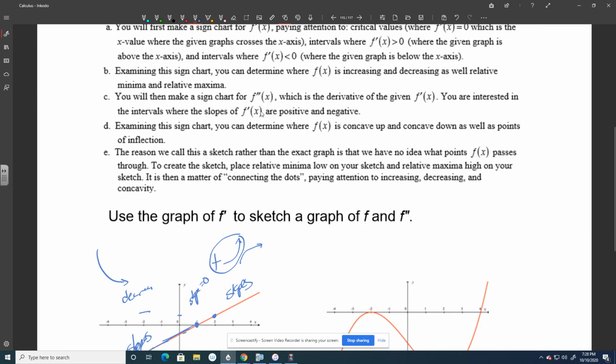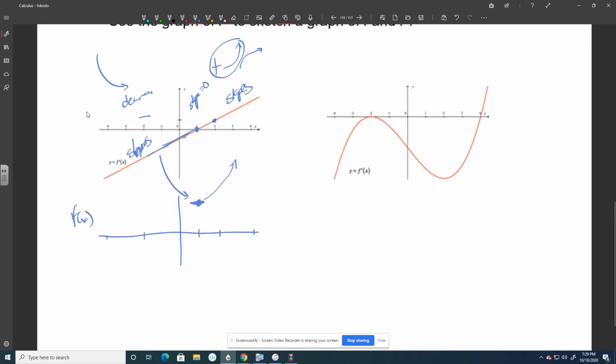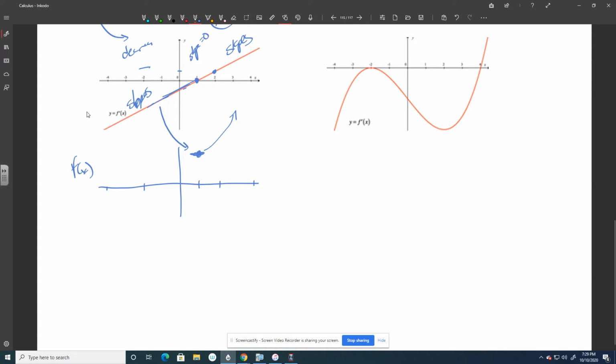Okay. Part C says, then you make a chart for f double prime. So our second derivative of x, which is the derivative of f prime of x. You're interested in the intervals where the slopes are positive and negative. So underneath this one, and I know some people do this backwards. Some people like to do the second derivative first.